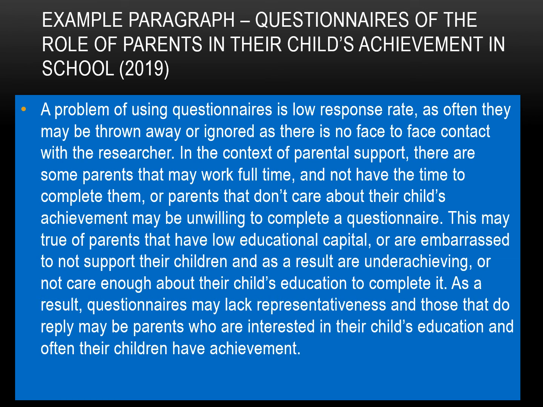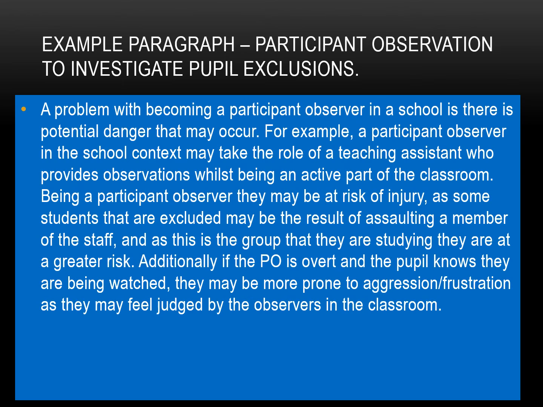Let's have a look at example number 3. This one is about participant observation to investigate pupil exclusions. A problem with becoming a participant observer in a school is that there is potential danger, especially if you're researching pupil exclusions, and think about what those students are going to be like, those that are going to be excluded. For example, a participant observer in the school context may take the role of a teaching assistant who's observing while being an active part of the classroom.